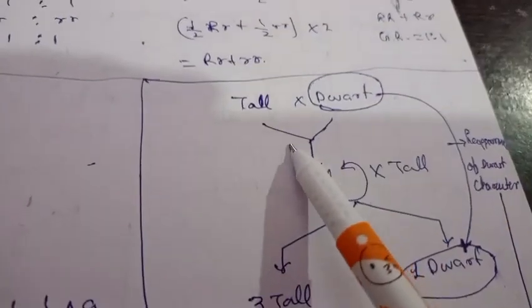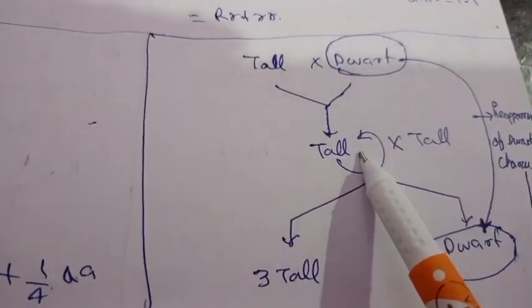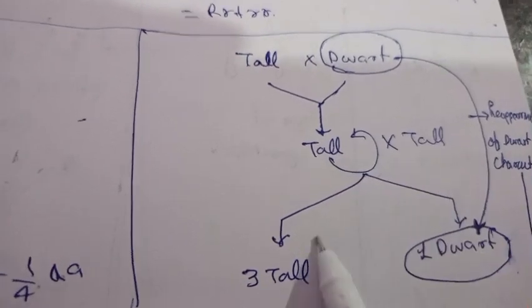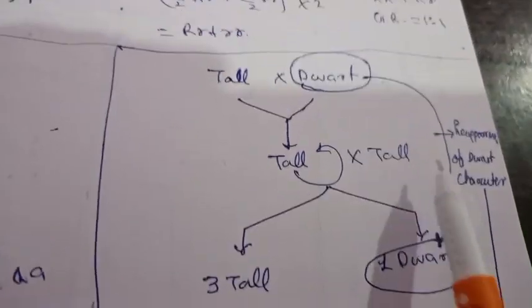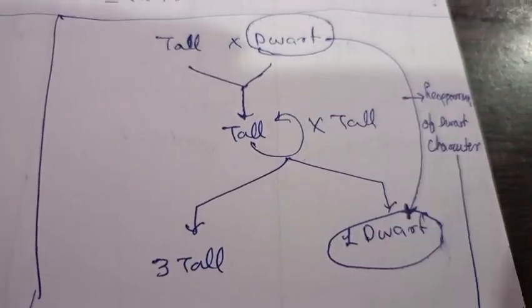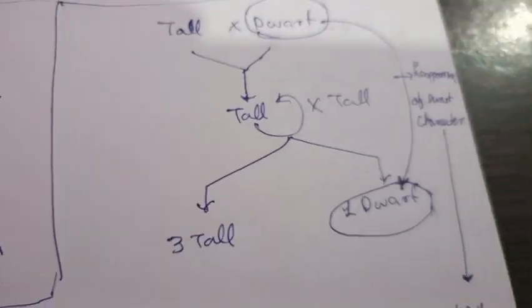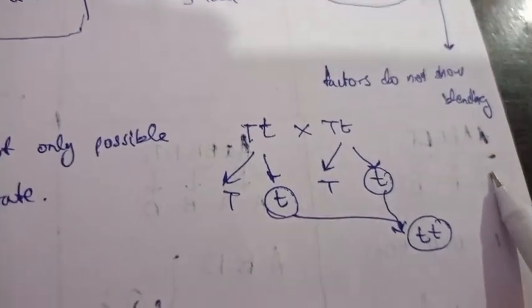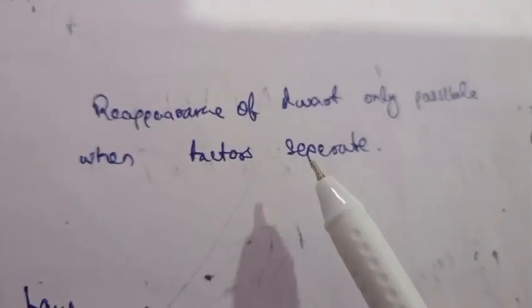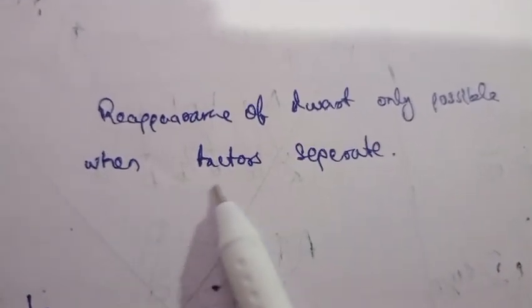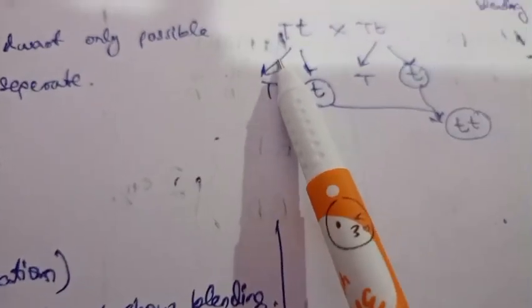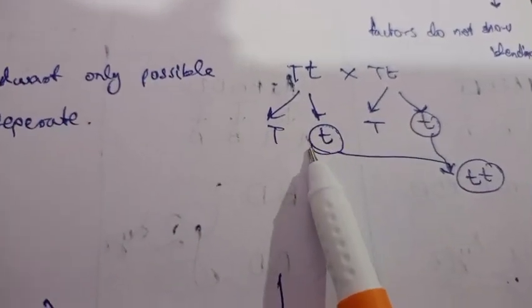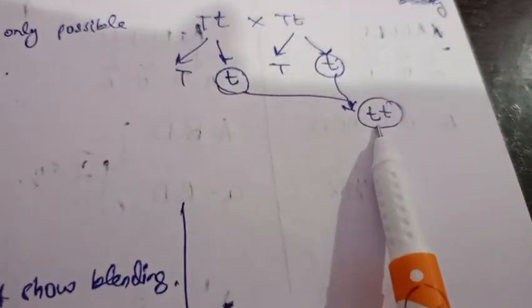When tall and dwarf are crossed, we get tall. When tall is self-crossed with tall, we get 3 tall and 1 dwarf. Here is the reappearance of the dwarf character. Factors do not show blending. Reappearance of dwarf is only possible when factors separate. Heterozygous tall gives homozygous tall because they are heterozygous.